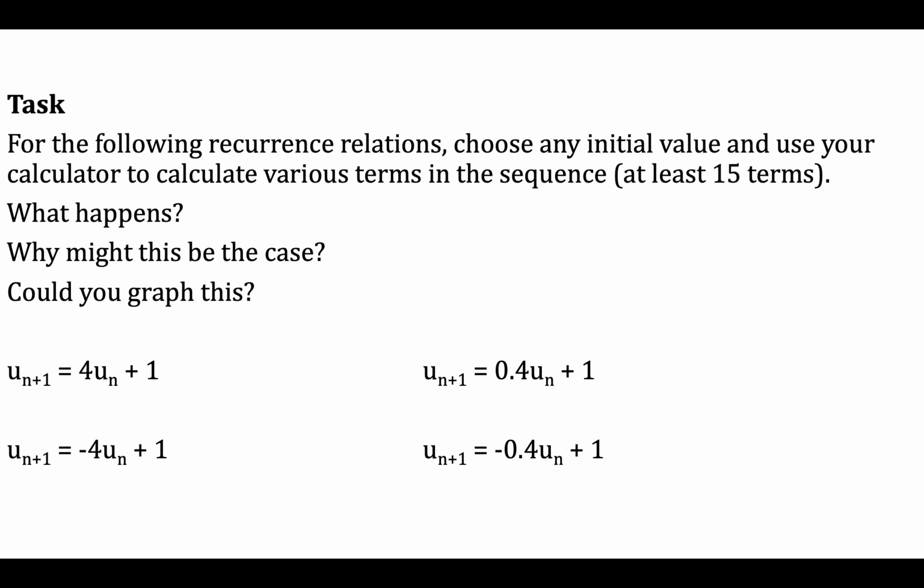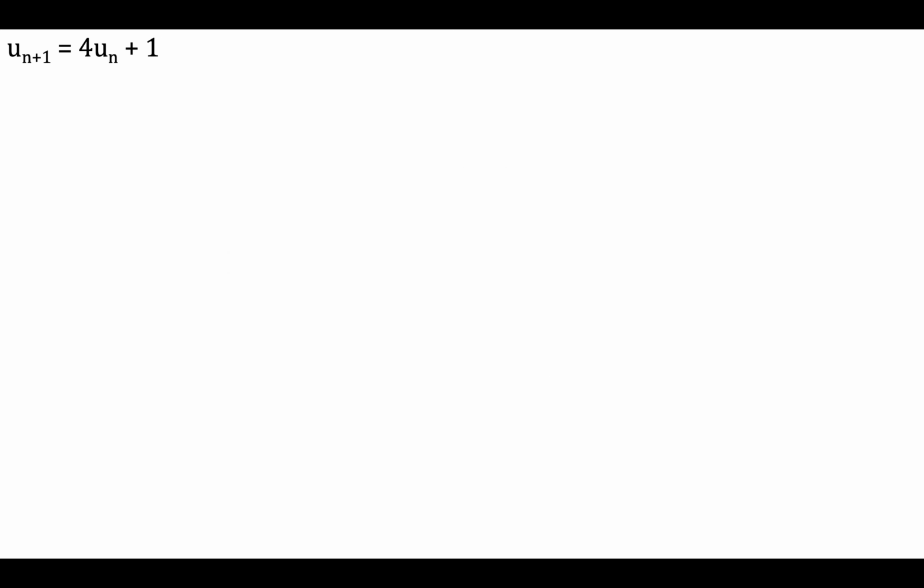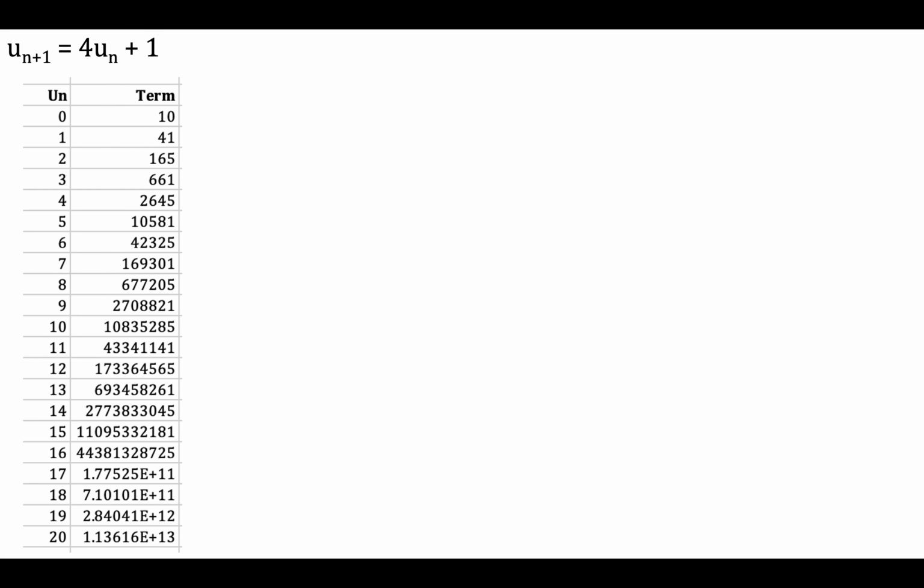Okay, welcome back folks. Hopefully you've managed to do at least 1 or 2 of those. If you've not, don't worry about it. We're going to have a wee look at each one anyway. So the first sequence that I gave you was u(n+1) is equal to 4 multiplied by u(n) plus 1. I started off with my initial value being 10. It doesn't matter what you started off with.